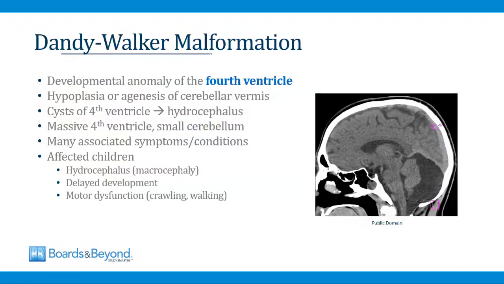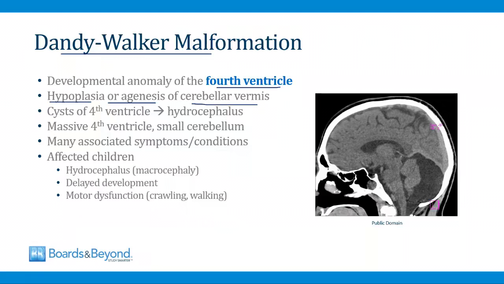A Dandy-Walker malformation is another congenital malformation. This one involves the fourth ventricle. It's caused by underdevelopment of the cerebellum. Specifically, there's usually hypoplasia, which is underdevelopment, or agenesis, which is no development at all, of the cerebellar vermis, which is a portion of the cerebellum.